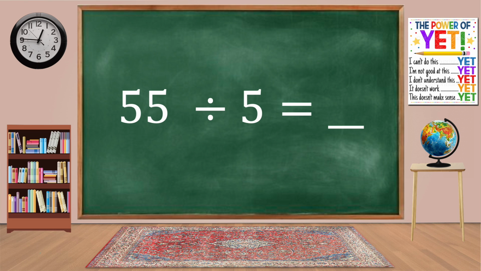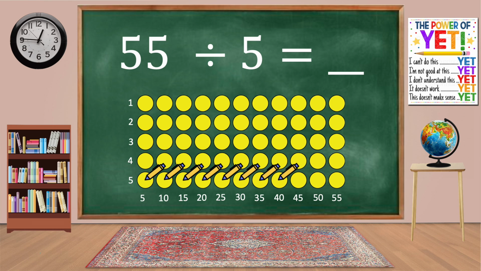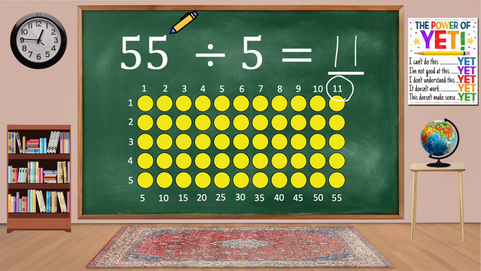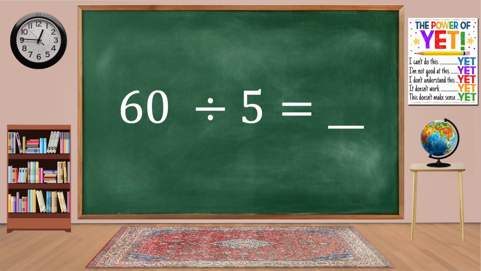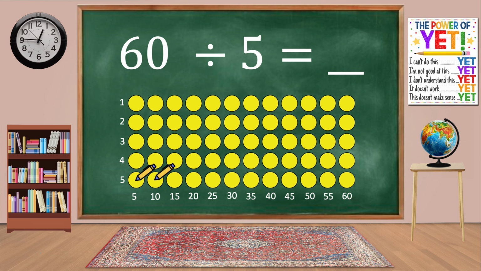55 divided by 5 equals blank. 5 rows. We're skip counting up to 55. 5, 10, 15, 20, 25, 30, 35, 40, 45, 50, 55. 11 columns. 55 divided by 5 equals 11. 60 divided by 5 equals blank. 5 rows. We're skip counting up to 60. 5, 10, 15, 20, 25, 30, 35, 40, 45, 50, 55, 60. 12 columns. 60 divided by 5 equals 12.